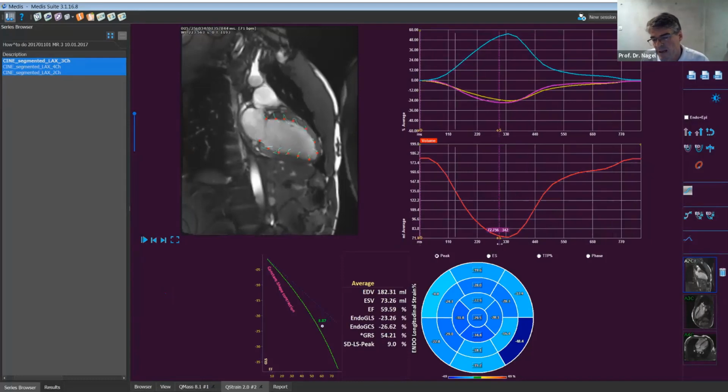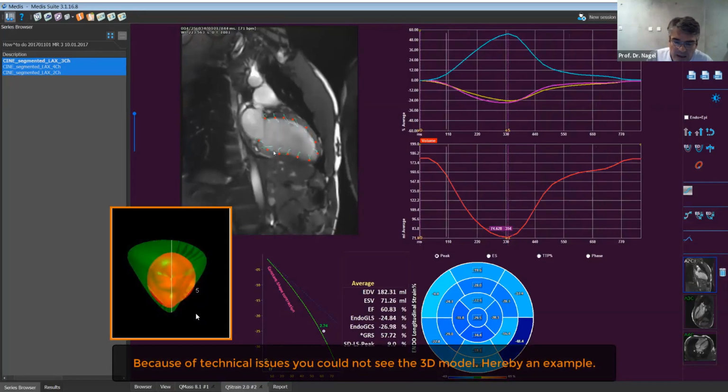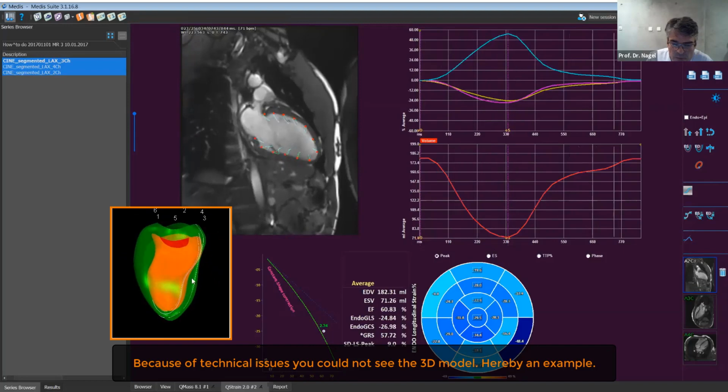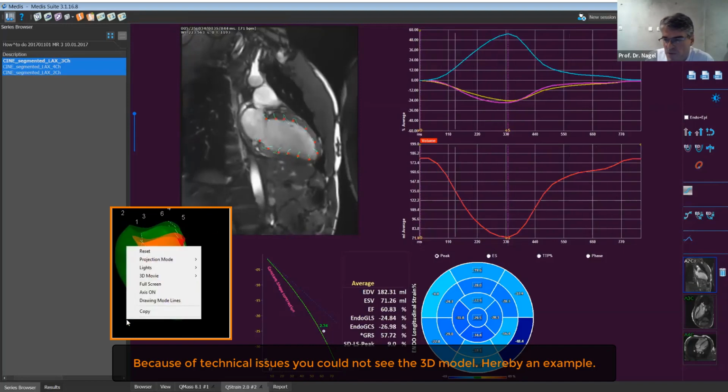Then you need to find end systole. I use the part where the ventricle is smallest, so I will shift this here to the part where the ventricle is smallest, and then you have your tracking here. You get a 3D display of what you see here, which sometimes is nice, especially to see if there's certain areas which behave very different than the rest.